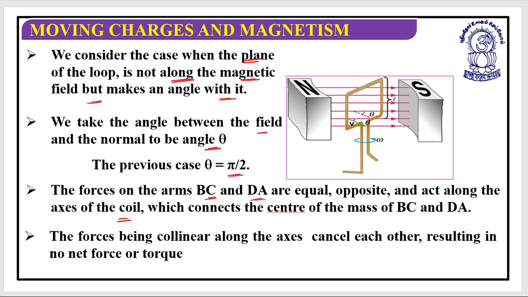Now the forces on these two branches BC and DA are equal and opposite, and they act along the axis of the coil, which connects the centers of mass of BC and DA. And these forces, being collinear along the axis, cancel each other, resulting in no net force or no net torque. I hope it is clear. Great.